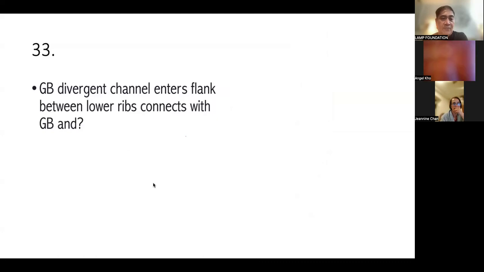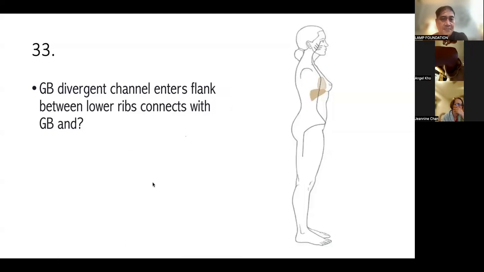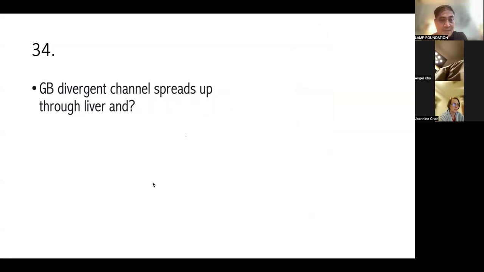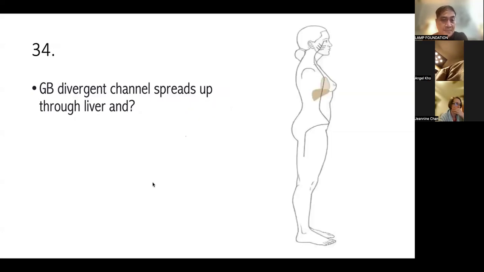The gallbladder divergent channel enters the flank between the lower ribs, connects with the gallbladder, and what happens next? It spreads upward through the liver. So that explains why if you have liver issues, you do not forget GB. If your liver yang rising is severe, it is already in the gallbladder. That is why your head also aches, right? The gallbladder divergent channel spreads up through the liver and what happens next? It crosses upward across the heart and esophagus.